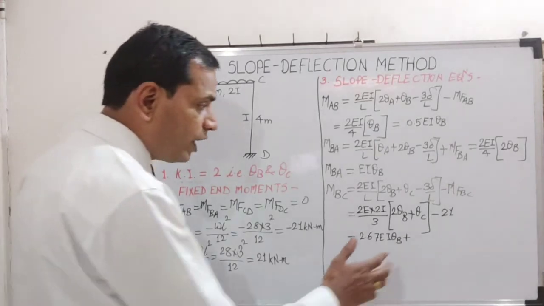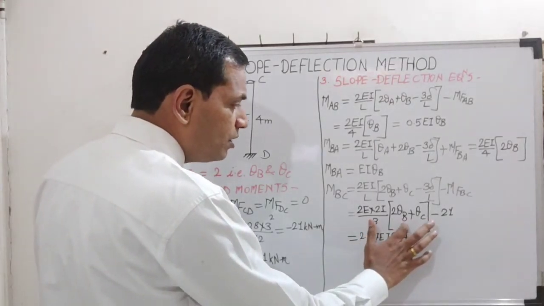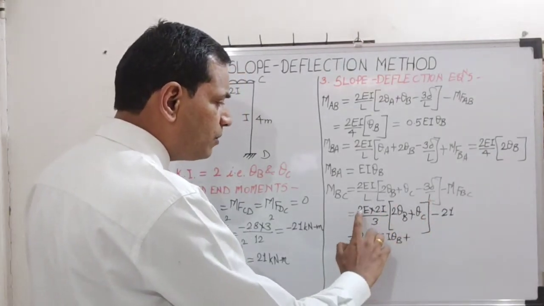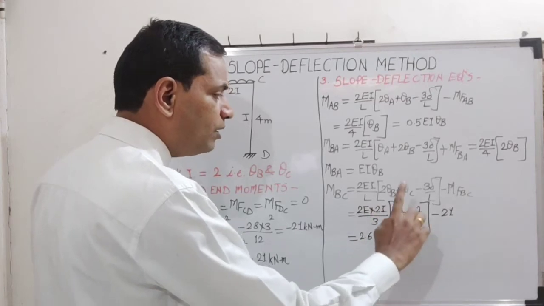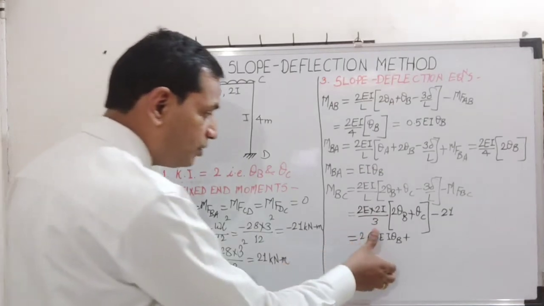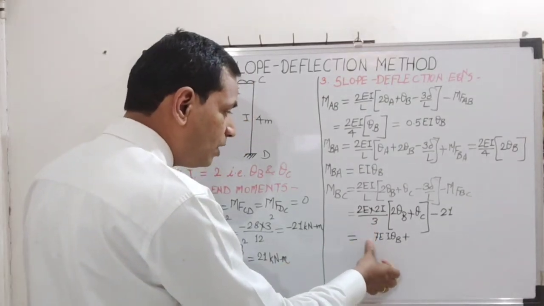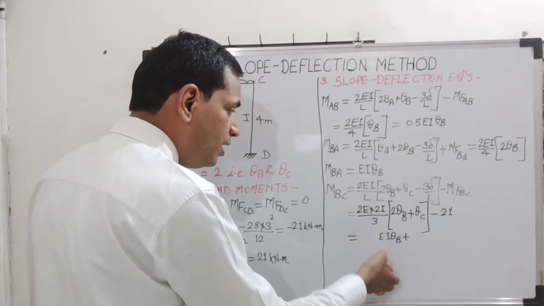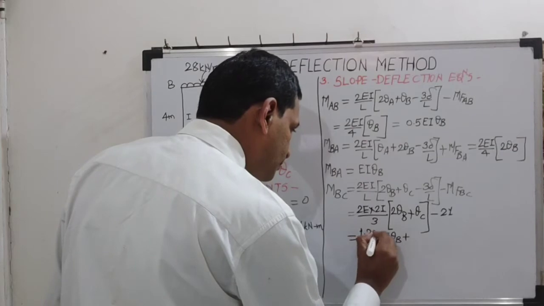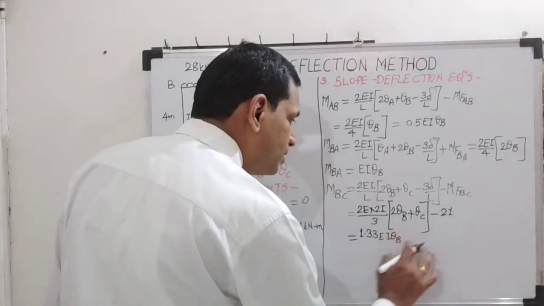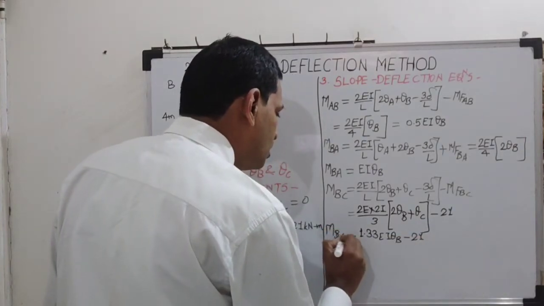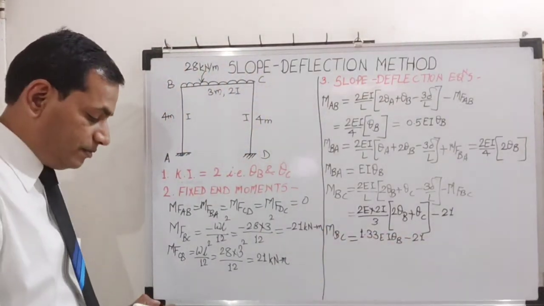So what is going to happen in this equation? 2 theta B minus theta B, so 1 theta B. It is going to become 2 into 2 is 4 by 3 into 1 theta B. 4 by 3 is 1.33. So I will change this equation: 1.33 EI theta B minus 21. That's it. MBC is equal to minus 21.